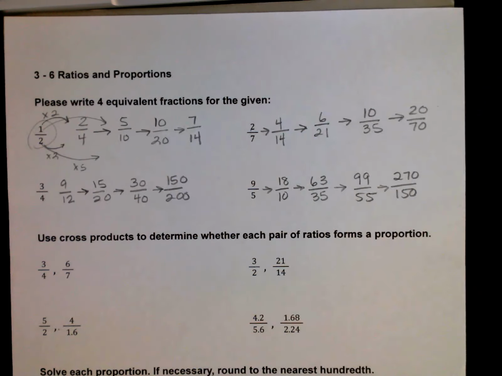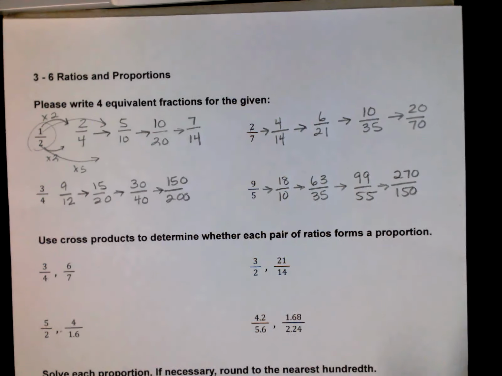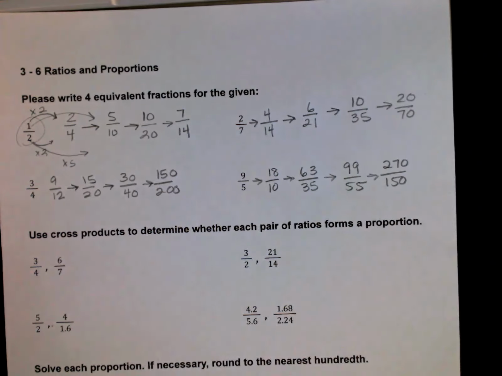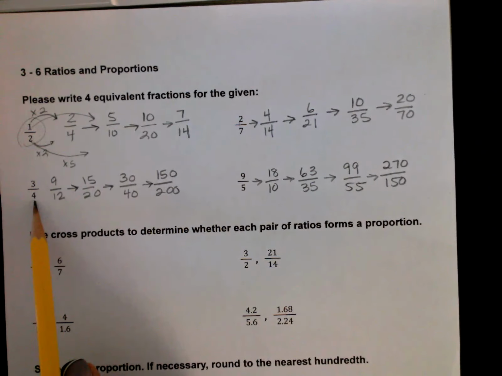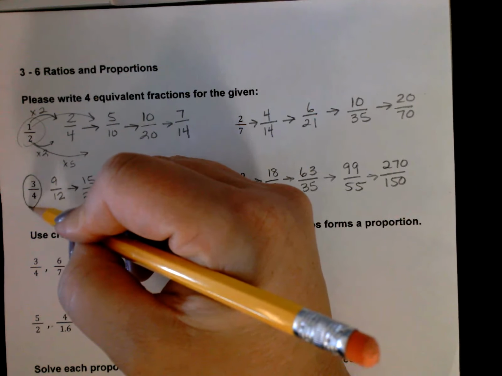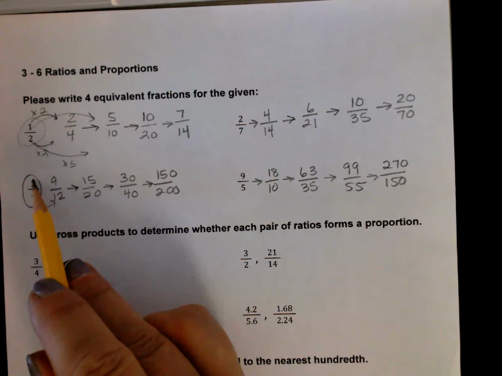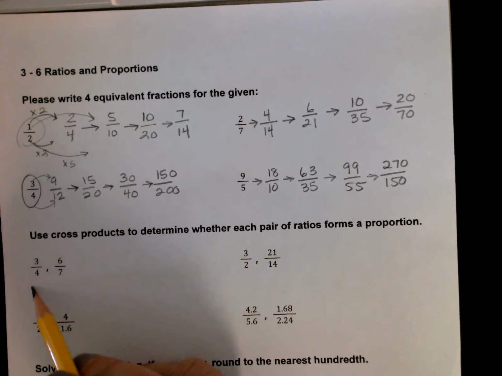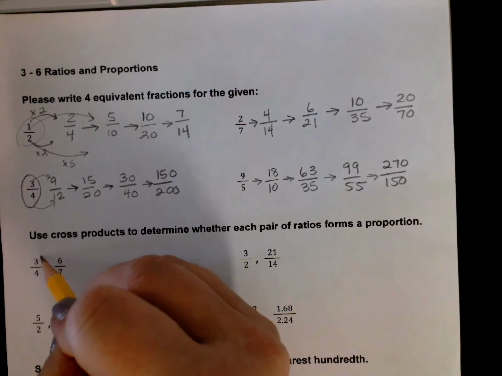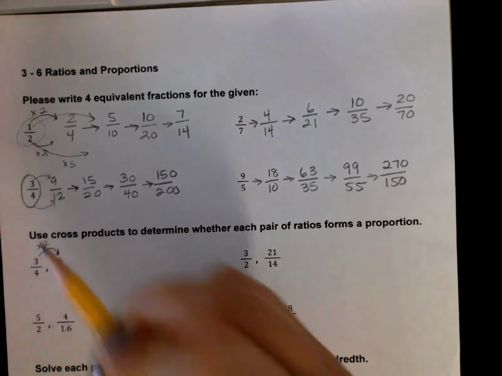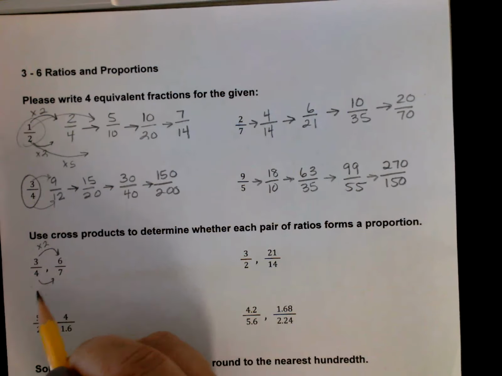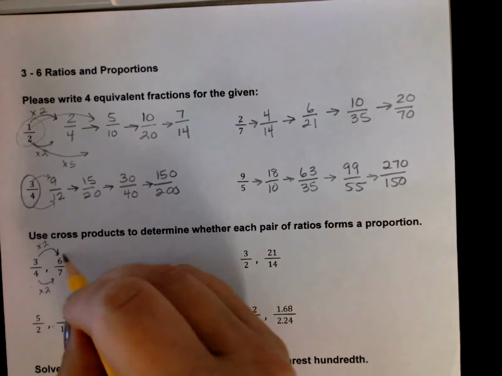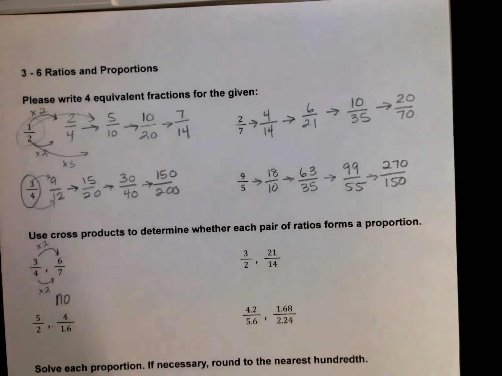For the next thing we're going to practice, it is using cross products. Some of these we can figure out by just looking at them. Are they proportional? Meaning, could we have taken the original ratio, multiplied it by something to get the next ratio? Well, when I look at 3/4 and 6/7, I can see 3 times 2 gets me 6. But is 4 times 2 equal to 7? No. So this is not proportional. The answer would be no.